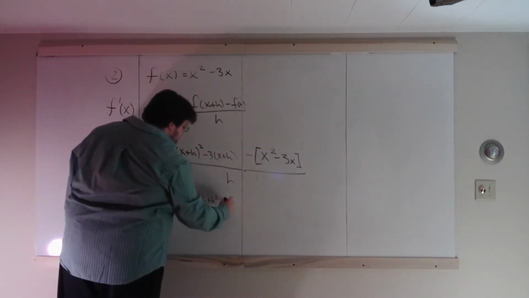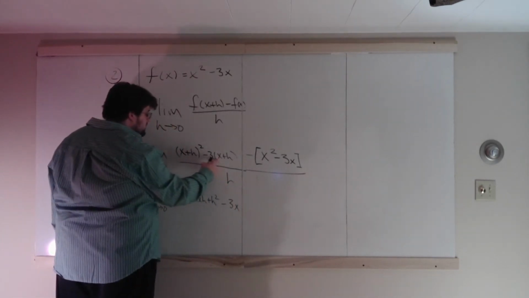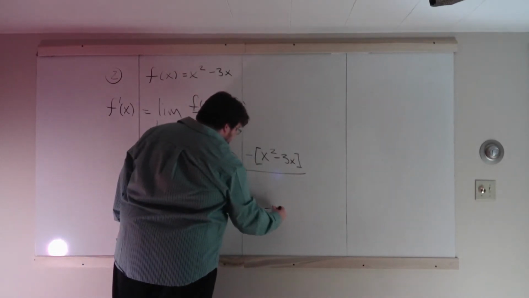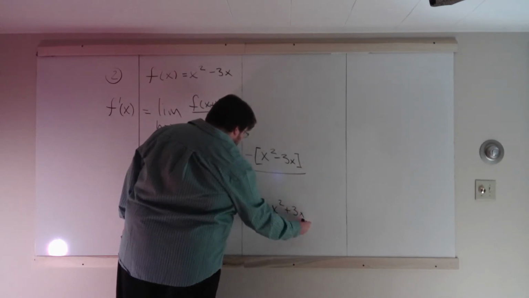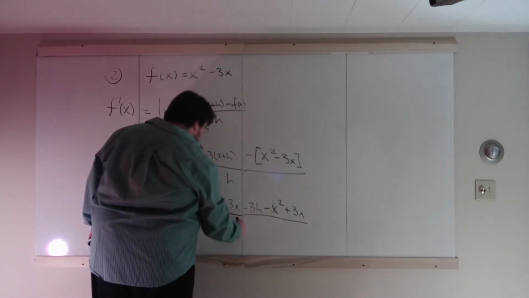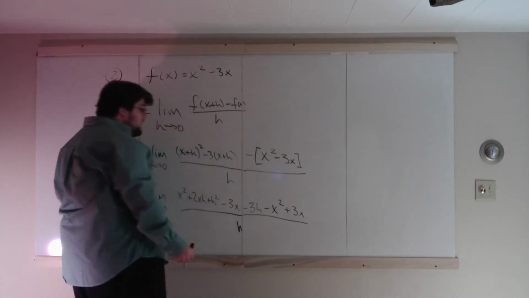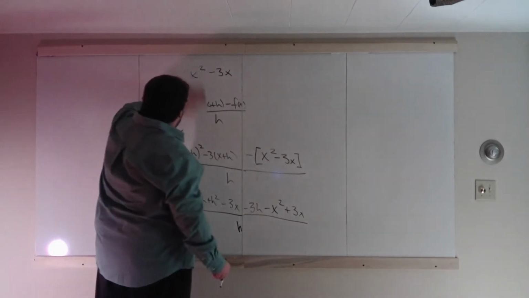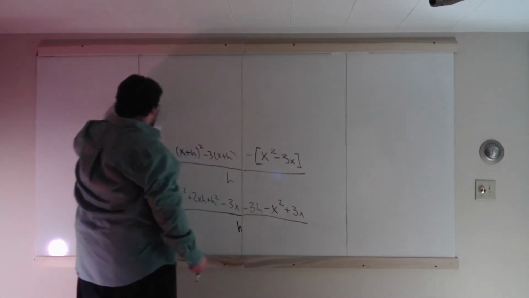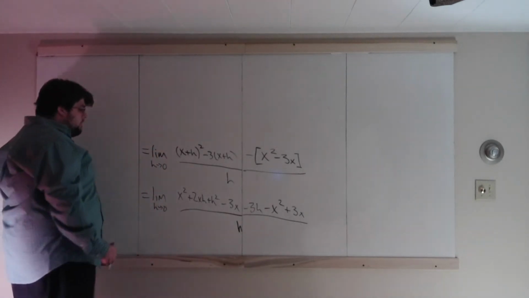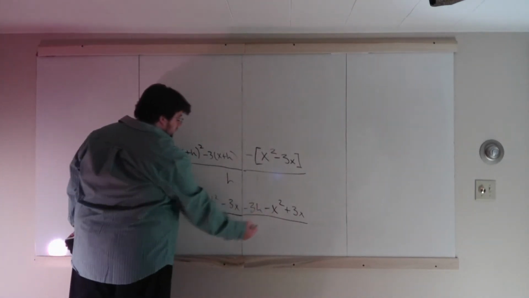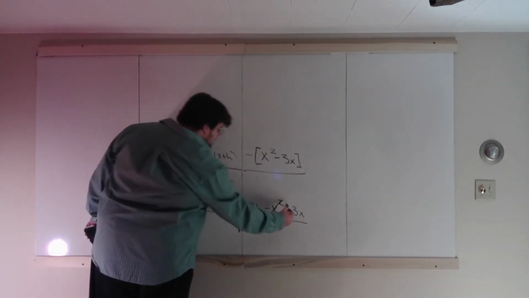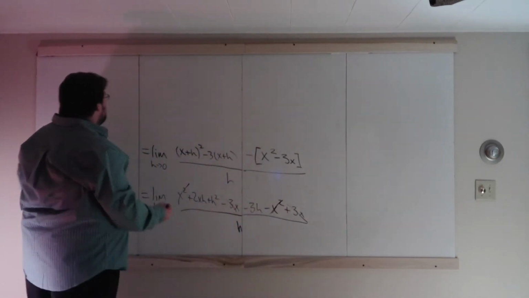Now we need the negative 3. There's negative 3 on the x. There's also a negative 3 on the h. And then we'll distribute this negative, which makes that a negative x squared plus a 3x. And it's still all over h. We haven't taken a limit yet. That wasn't good board organization. That's okay. So what do we have here? Well, we have an x squared and a negative x squared, so those cancel. We have a 3x and a negative 3x, so those cancel.